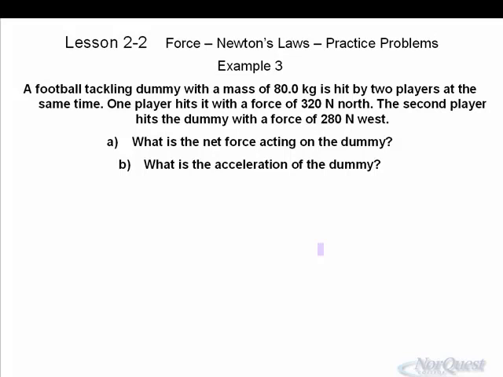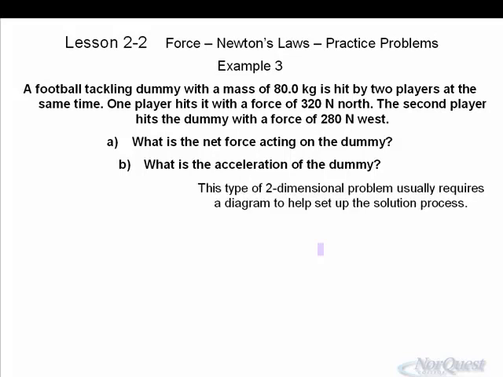Now, the situation is that there are two forces acting on this tackling dummy. One is going north and the other one is going west. So at the point of impact up here, of course, the tackling dummy is being forced both up and to the west, so it should probably go towards the northwest.